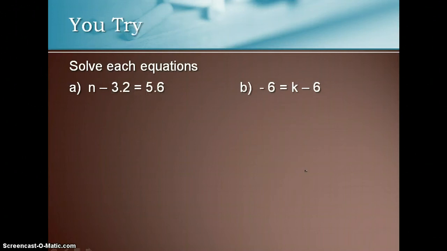So your two Your Tries are: n - 3.2 = 5.6, and then b is negative 6 = k - 6. Please remember in your interactive notebooks, the left side should have been the notes or my example and the definitions, and the right side should be the Your Tries. Also, start using more than one video on a left-right setup so that you can save some paper. And that's it. Good luck.